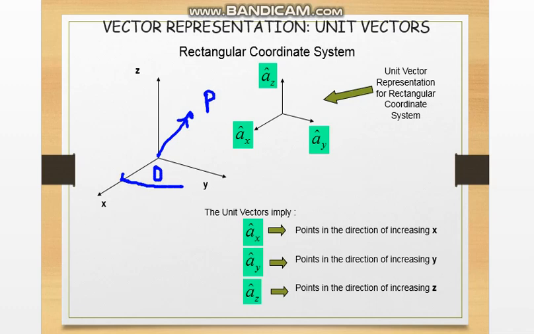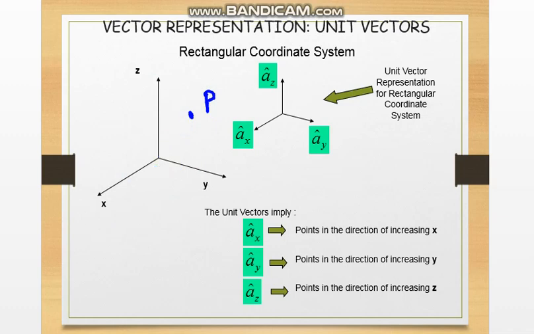Then you have to go through y in a certain direction that is parallel to this. That means you have to go through y in this direction, and also you have to go through z in that direction, so you can find out the point P here. So the point P, OP, or point P vector, you can find out as x ax, y ay, and z az, that are the rectangular coordinate systems.